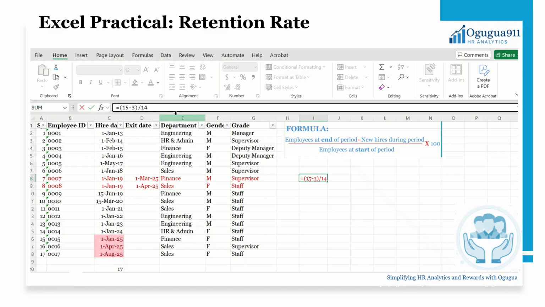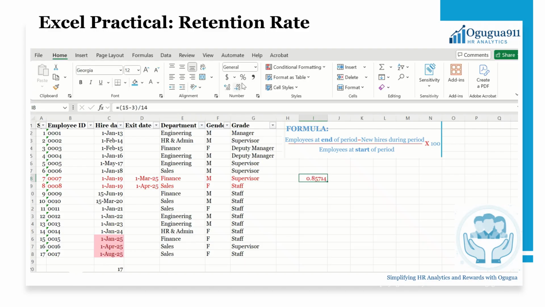So how do we do that? You enter it and then select your percentage button, and it shows that we have a retention rate of 86%. That being said, if your retention rate is greater than 85%, it often means that you have good engagement and leadership stability. However, any retention rate that is lower than 70% may indicate culture issues, pay dissatisfaction, or weak onboarding.